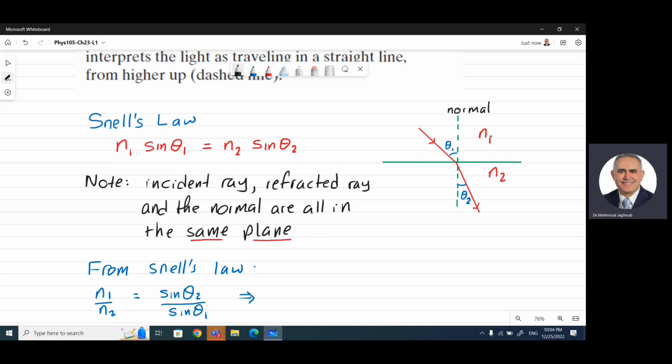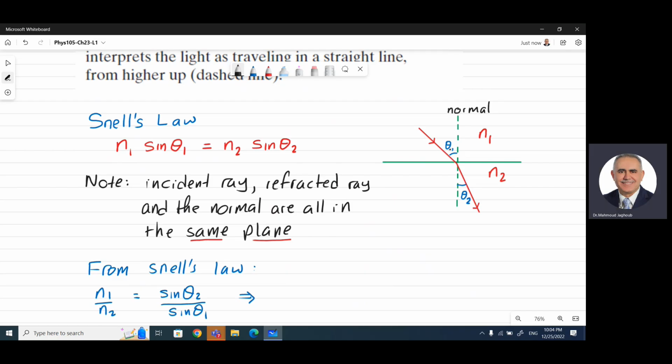Okay, notice N1 is 1 because light is falling from this medium, and 2 because it's refracted into this medium. 1 is the subscript for the medium in which the light is originally moving. And 2 is the subscript for the medium in which the light is refracted. So it's going from air, or not air, whatever it is, a medium with index of refraction N1 into a medium of index of refraction N2.